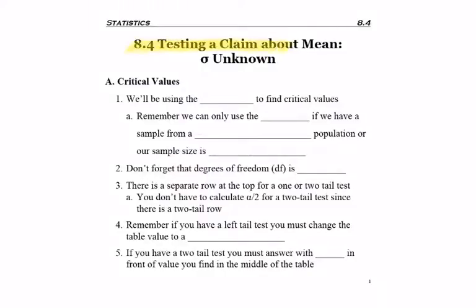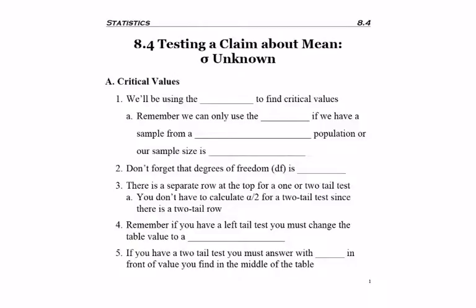Section 8.4, testing a claim about a mean, sigma unknown. So the population standard deviation is not given. Since we know the basics of finding a hypothesis test, let's start off talking about critical values for this situation.